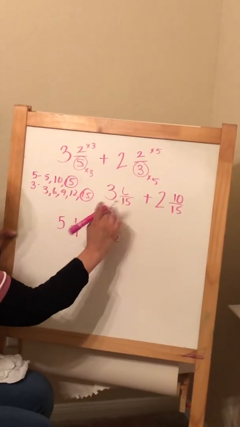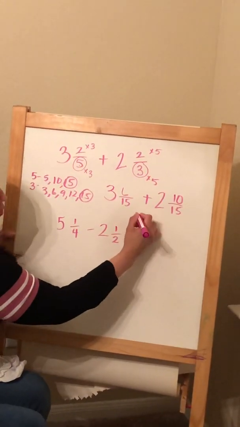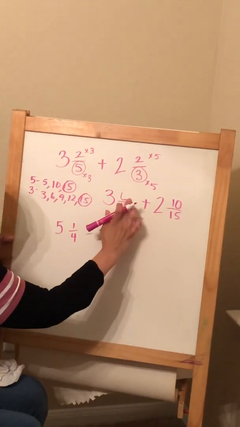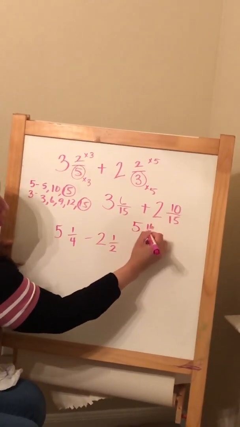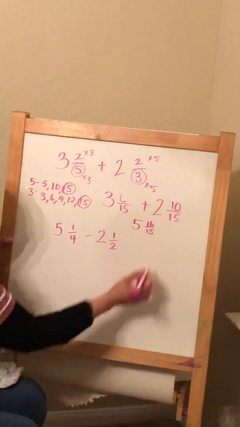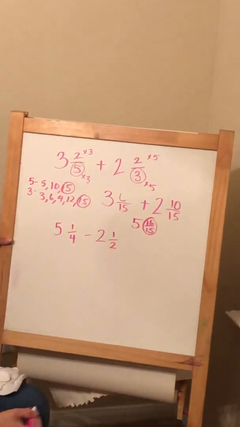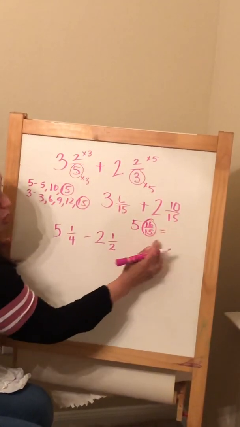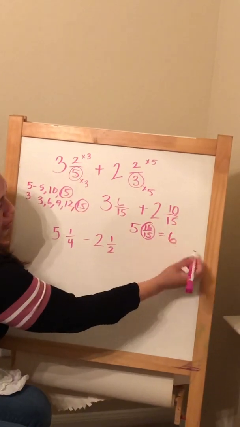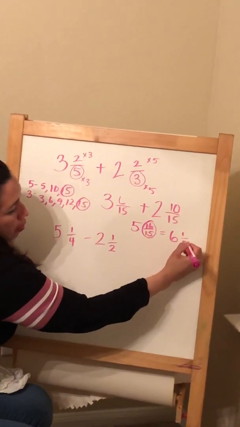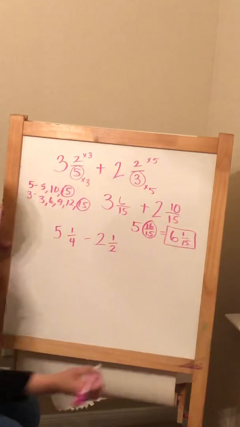So let's start with our whole numbers. 3 plus 2 is 5. And then 6 plus 10 is 16 over 15. But wait, that is an improper fraction. So you've got one extra one there, right? So this becomes 6 wholes and 1/15 for a final answer.